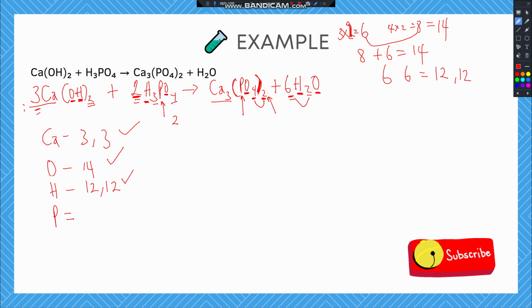So that 2 affects everything that is in the bracket, including this phosphorus. So we have 2 on the left and 2 on the right. Phosphorus is balanced as well.